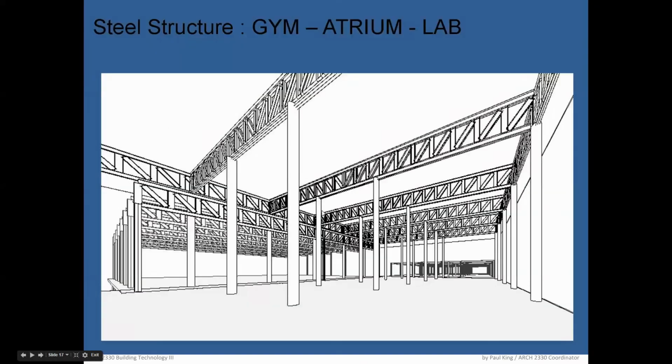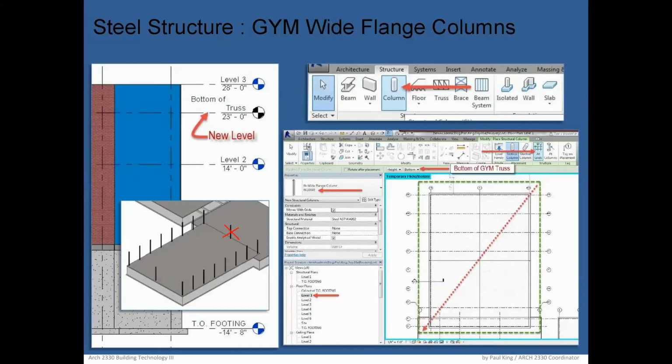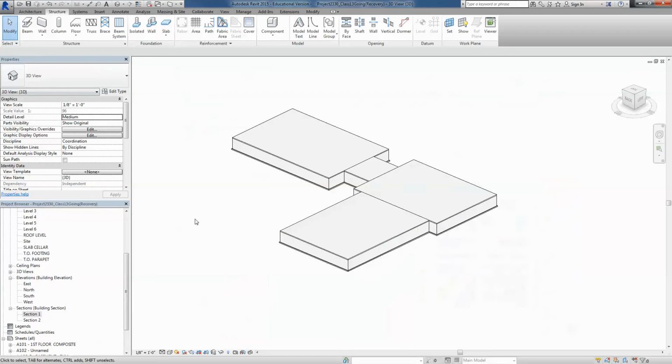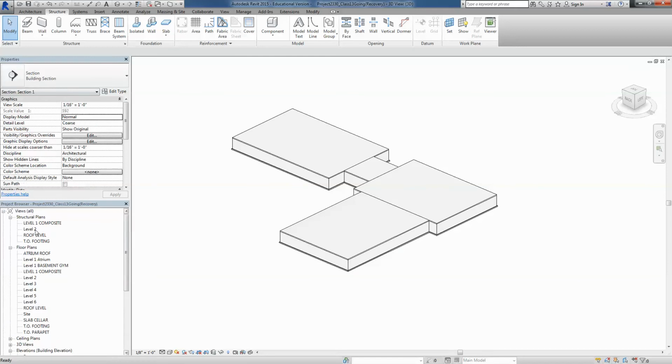I'm going to do the steel structures now. It's a little bit of trusses, okay? And we need to place some columns. How do we place columns? We know how to do that. What we're going to do is go to level 1. In your case, level 1 composite, no? From the floor plans.